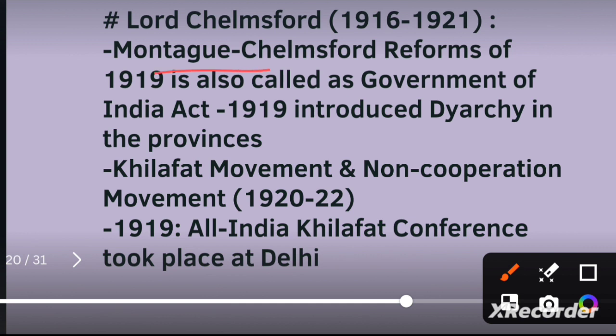Montagu-Chelmsford Reforms of 1919, also called the Government of India Act 1919, introduced diarchy in the provinces. Khilafat Movement and Non-Cooperation Movement, 1920 to 1922. 1919, All India Khilafat Conference took place at Delhi.